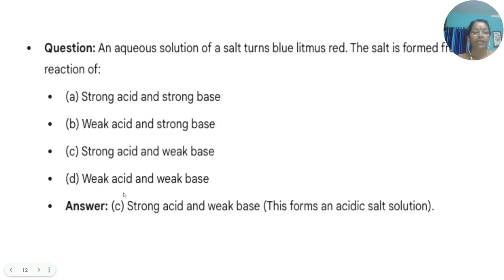Okay. Next is an aqueous solution of a salt turns blue litmus red. The salt is formed by the reaction of. So we are expecting, blue to red means acidic. We are expecting an acidic salt. Solution turns blue to red means acid. So the salt should be acidic. Means the parent acid should be strong, whereas the parent base should be weak. Strong acid, weak base. So option C is the answer here.